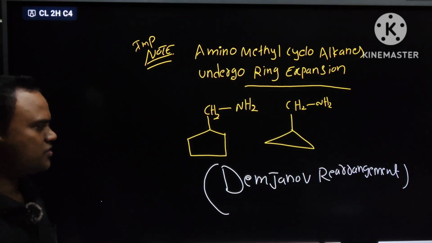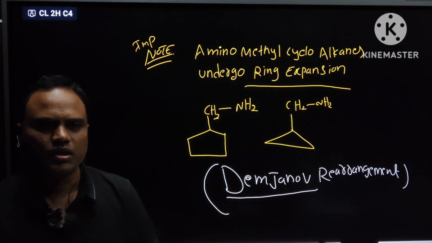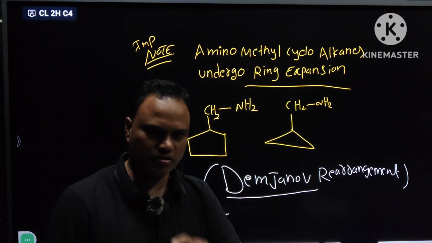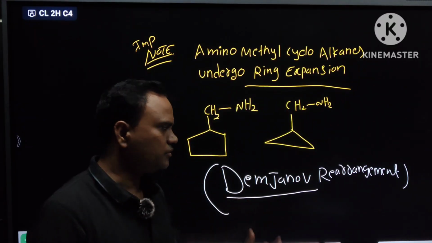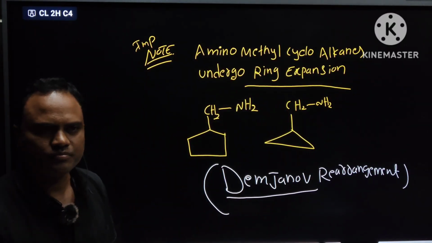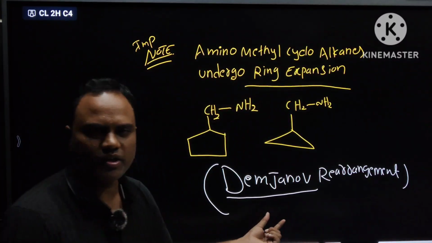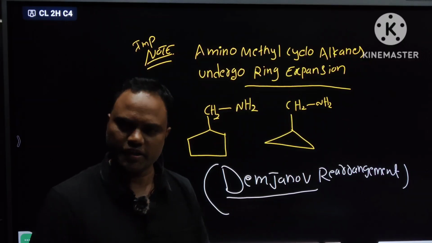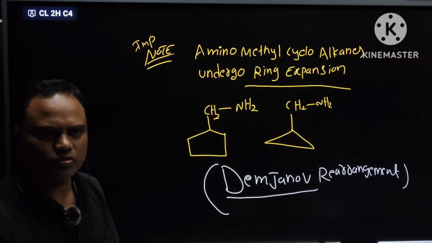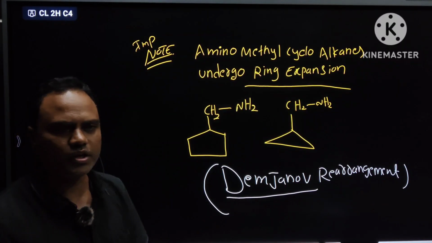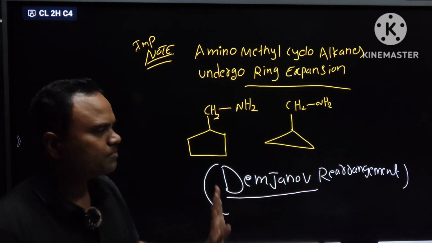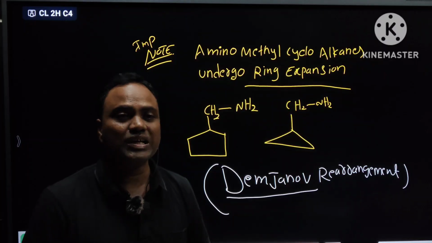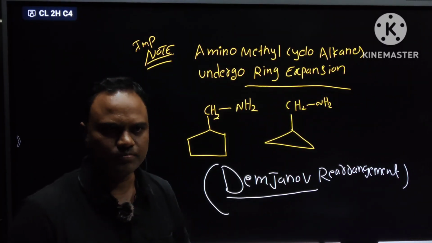Demjanov rearrangement, scientist name. We did one reaction, na? That is Demjanov's reaction. What is Demjanov rearrangement? Aminomethyl cycloalkanes undergo ring expansion when treated with NaNO2 plus HCl. The name is not important, but you have to identify that when you get aminomethyl cycloalkanes, you have to do ring expansion. Got it?